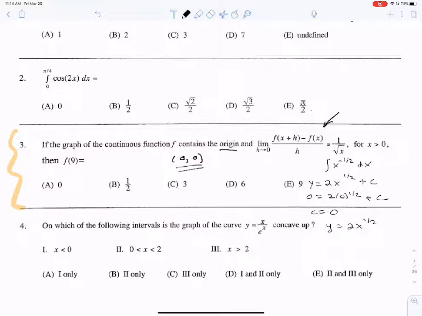And then I'm just going to evaluate it at 9. So I'm going to go find y of 9. So that is 2 times 9 to the 1/2. 9 to the 1/2 is 3. So that's 2 times 3 is 6. So we get D. Okay?